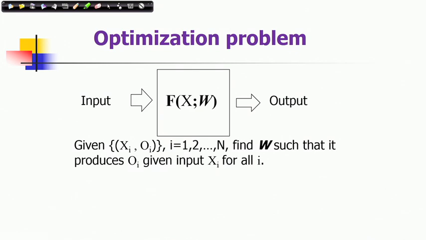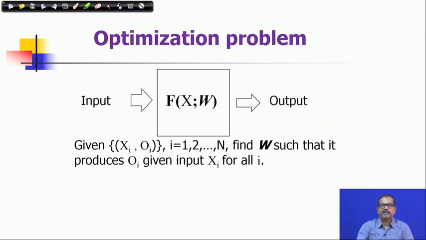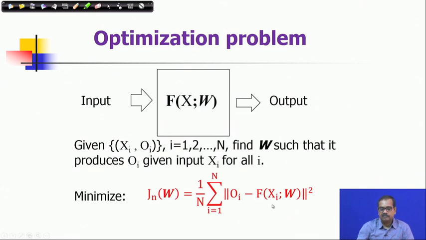When you consider an optimization problem, we are trying to model a neural network in such a way that it satisfies the input output specifications, which means that I give you input output specifications in the form of (x_i, o_i), and these are the samples of n samples. So, we have to find w such that it produces y given input x_i for all i. This is the optimization problem, and we can use the same gradient descent method to solve this.